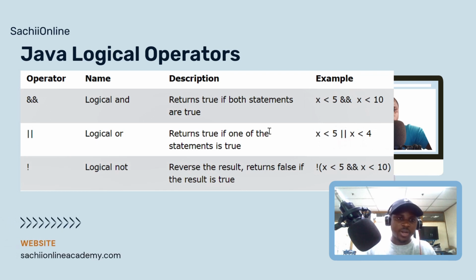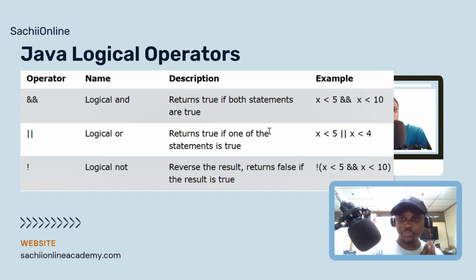There's the AND operator, which is the logical AND, like I'm sure you know the logic gates. It returns true if both the statements are true. We've got the logical OR, which returns true if one of the statements is true. And then we've got the logical NOT, which reverses the result: it returns false if the result is true. Normally these operators just work like the ones that we know.